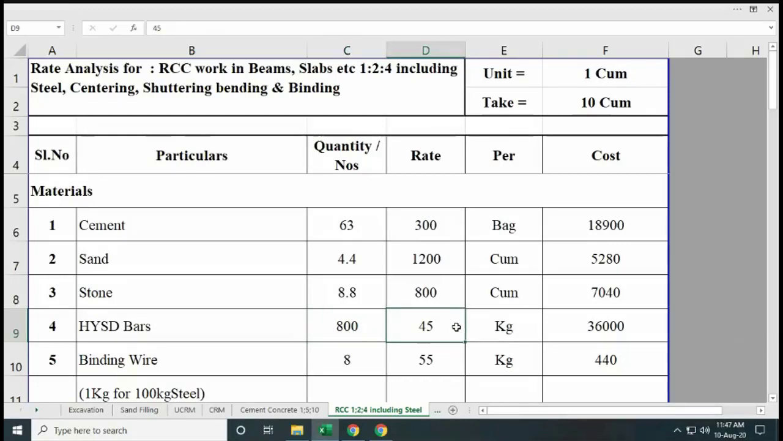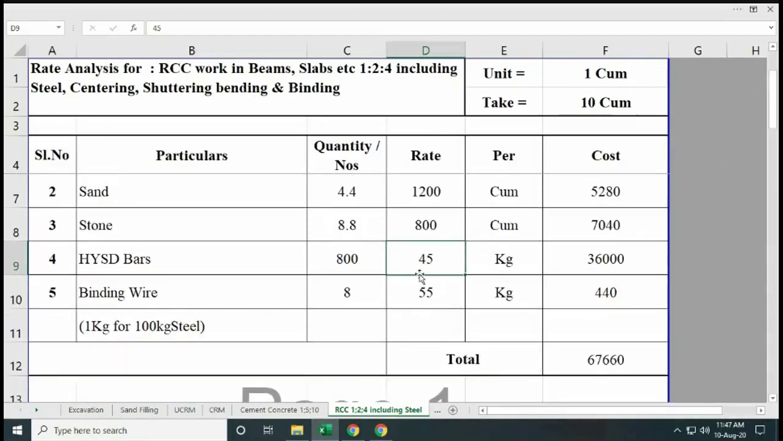So per kg, if you see now, approximately the rate is varying. What brand of steel you take, it depends. If you go for Tata and all, it is very costlier. If you go for others like Kamdhenu and all, it is like 42, 45, 38. It is variable. So nominal rate I have taken, that is 45 rupees per kg. Right? So it will be like 36,000.